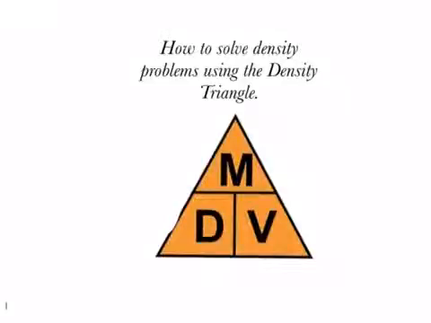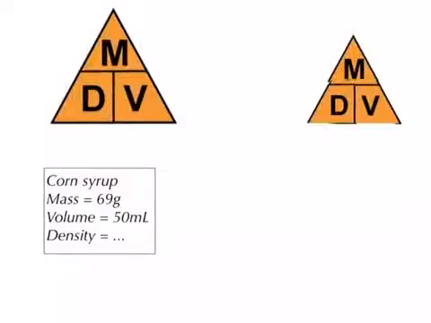How to solve density problems using the density triangle. To start, we're going to talk about what each part of the density triangle represents. This top part right here is mass. That means the amount of matter that is inside an object.